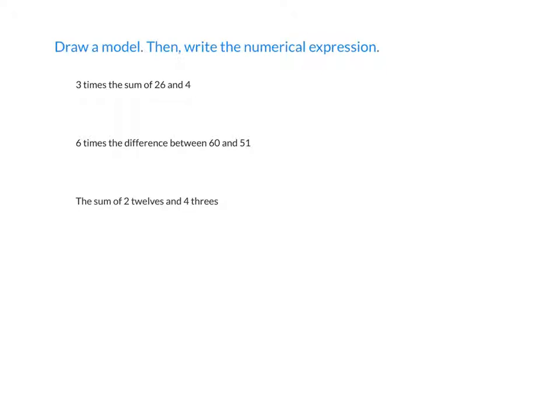When I am going to solve 3 times the sum of 26 and 4, what part do I have to do first? 3 times or the sum of? Okay, so I'm going to draw something that shows the sum of 26 and 4. The sum means I'm adding, so I'm adding 26 and 4. So there is a piece of tape that represents the sum of 26 and 4. Now, I need to make 3 times of it, 3 copies of it. So I'm going to do that. 26 plus 4. And this one's also 26 plus 4. So there is my model. That's 3 times the sum of 26 and 4.